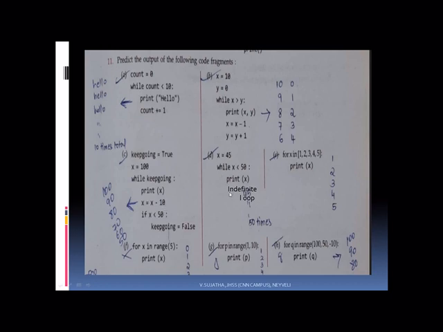This is the next one. And next one is x equal to 45. Okay. Then while x less than 50. So 45 less than 50. Yes, condition true. Print x. So 45 will be printed. Again it is going here. 45 less than 50. 45. 45 less than 50. See here.